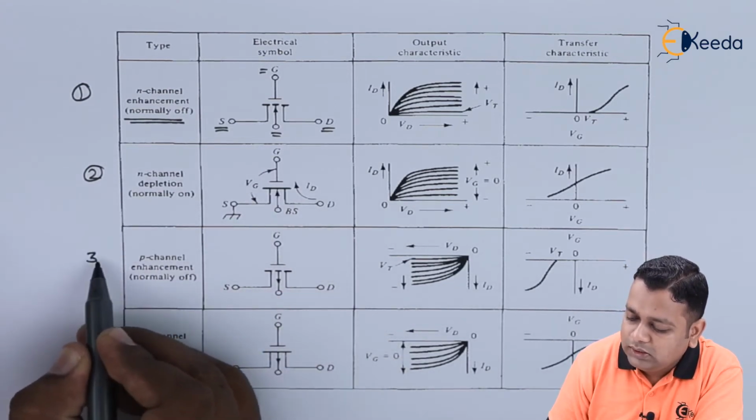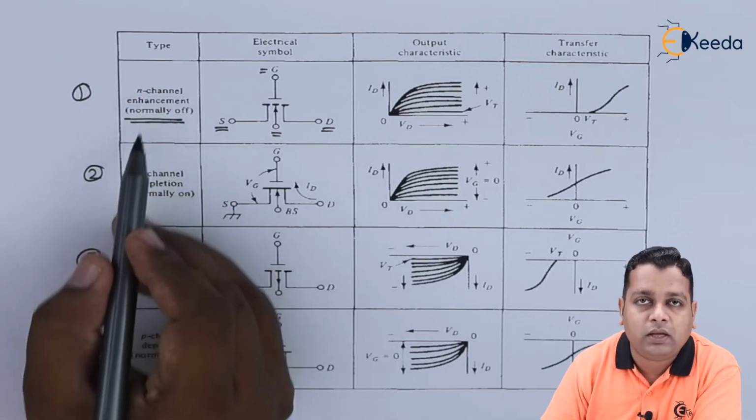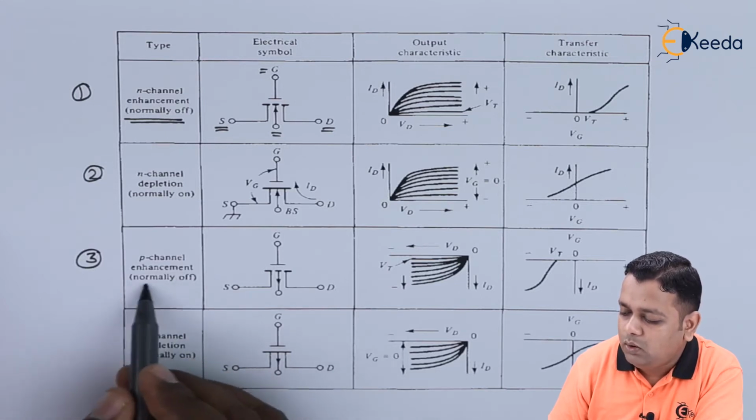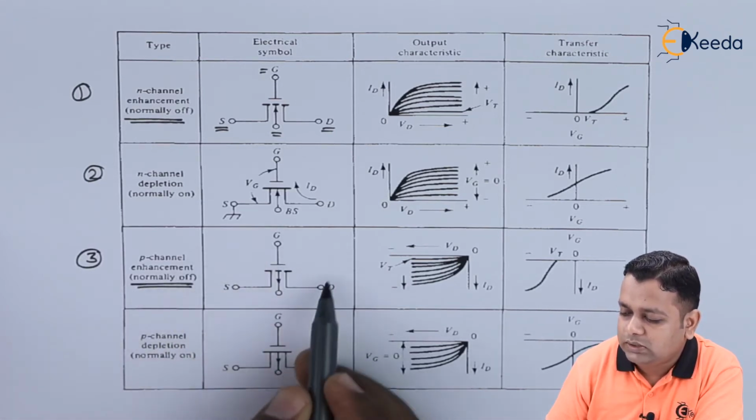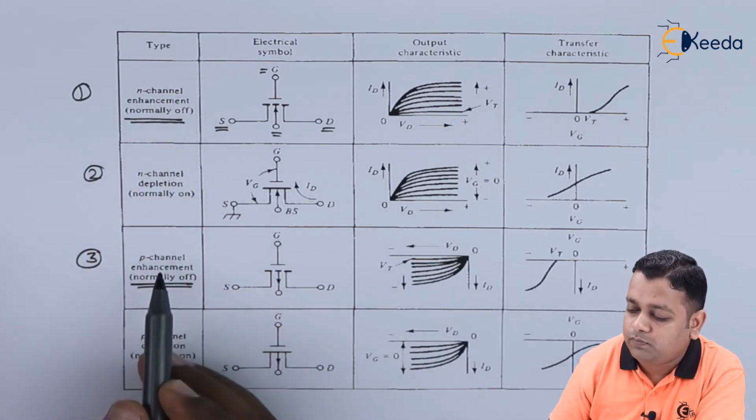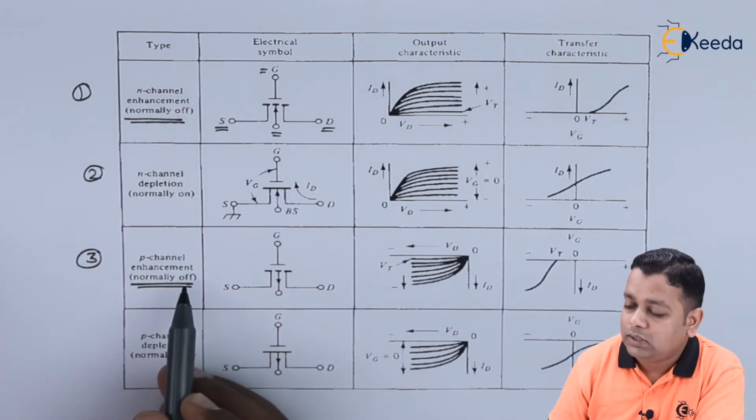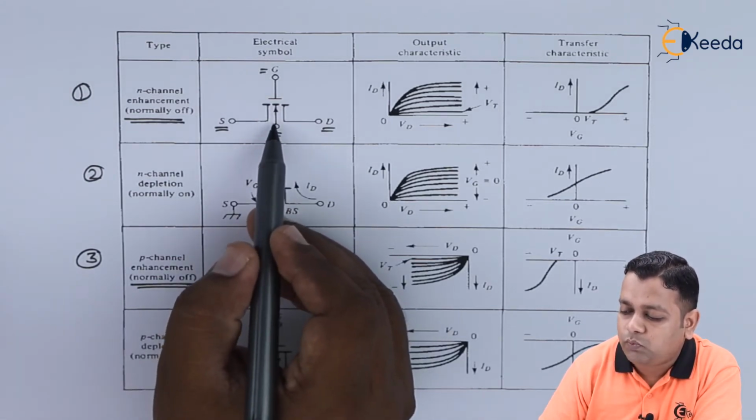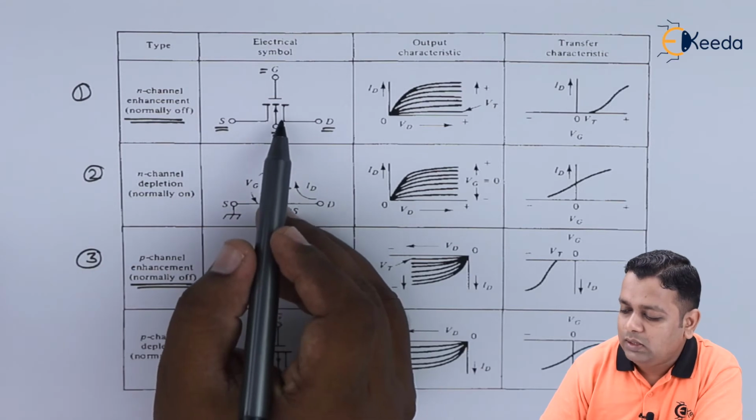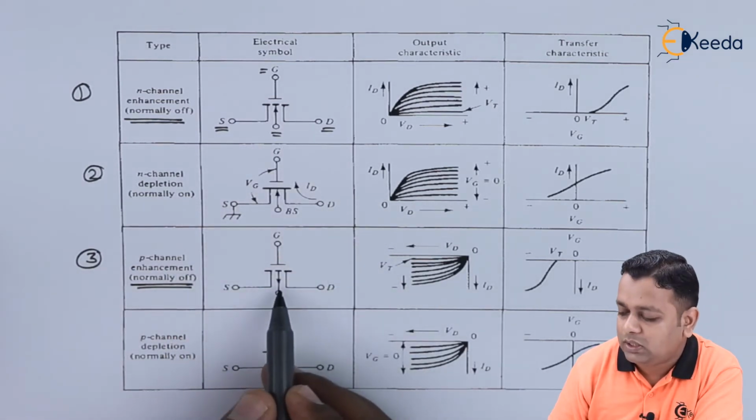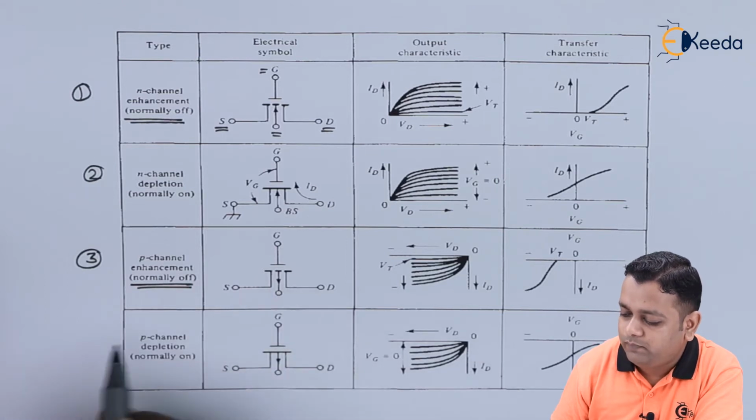Now in the third case, instead of the N channel, we have the P channel, but for the enhancement type, which is normally off. So this is the symbol here. When we switch from N channel enhancement type to P channel enhancement type, the change in the symbol is that the substrate arrow that was pointed toward the device has been reversed in this particular case. So it is going downward here.